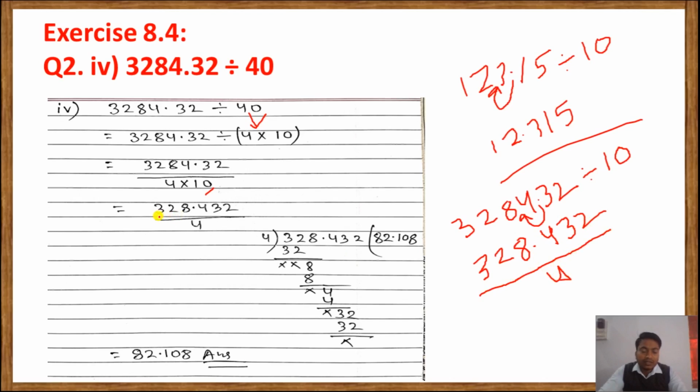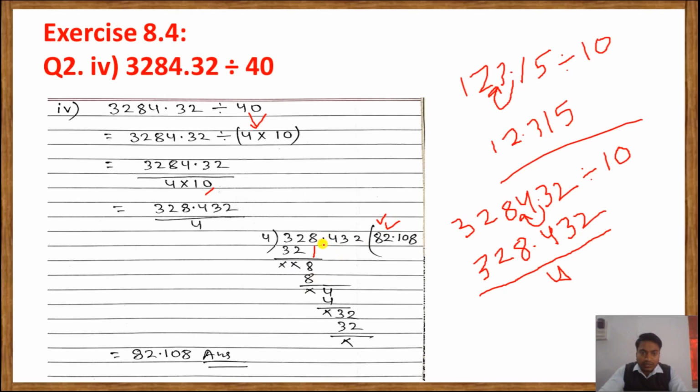As you can see here, 328.432, this we have to divide by 4. Understood? Now divide this. First it will go 8 times. 4 into 8, 32. Both cancel. Now bring down this 8 here. Now 4 into it will go 2 times. 4 into 2, 8. Cancel.